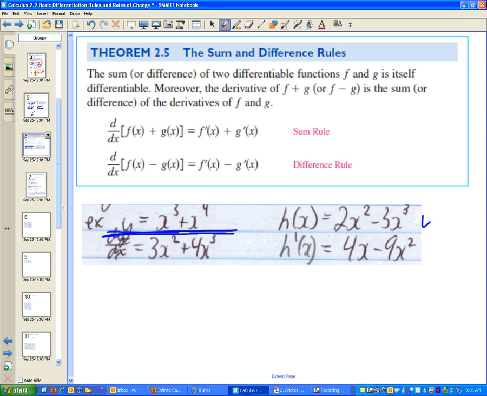If we have this one, h of x equals 2x squared minus 3x cubed, h prime of x will be the derivative of the first term. Use the combination rule, and the derivative of 2x squared is 4x. Keep the minus sign, then the derivative of the second term. Again, use the combination rule, and the derivative of 3x cubed is 9x squared.